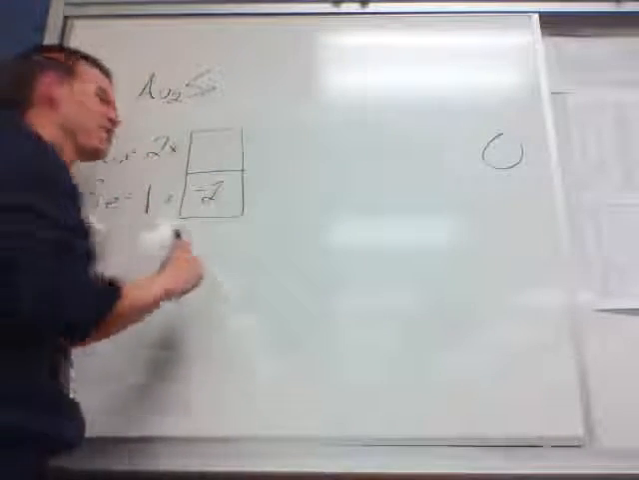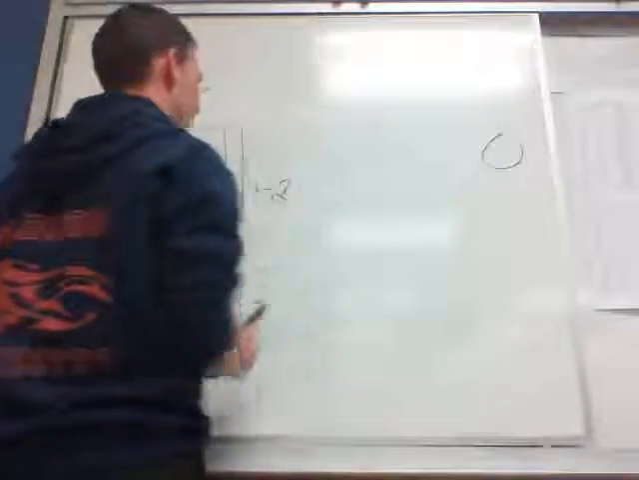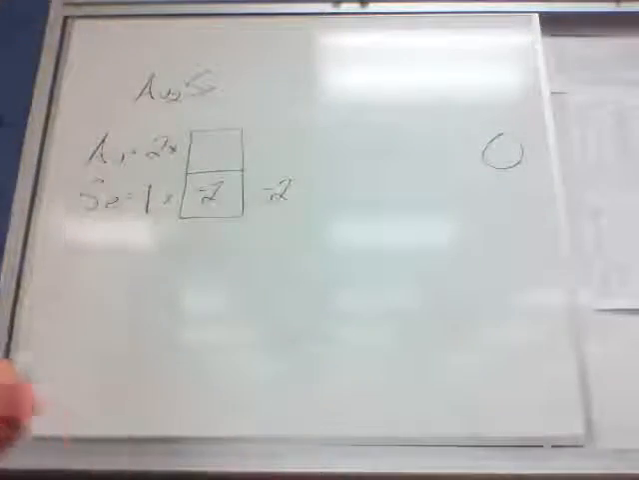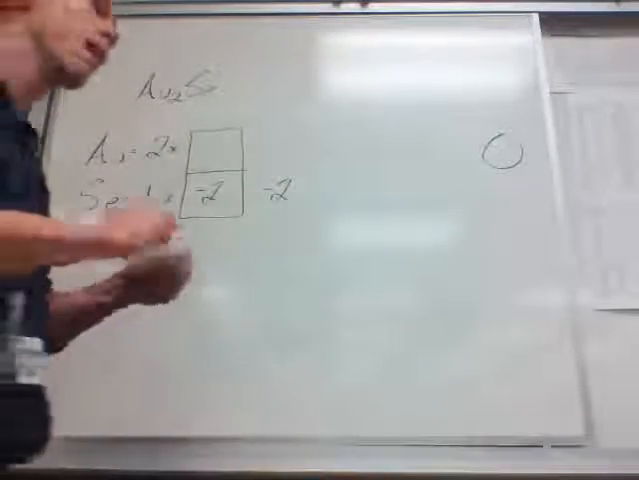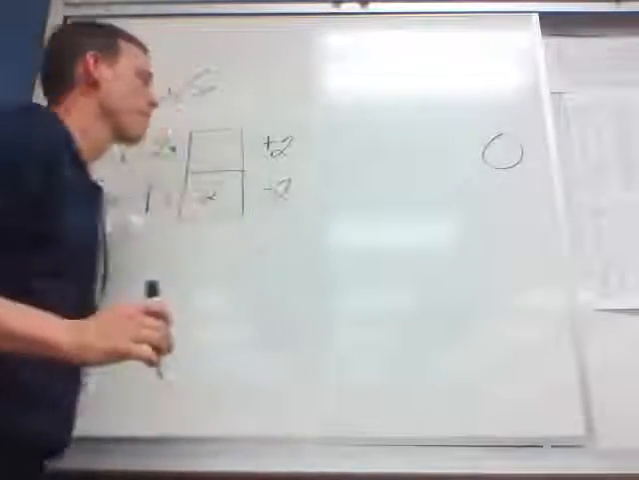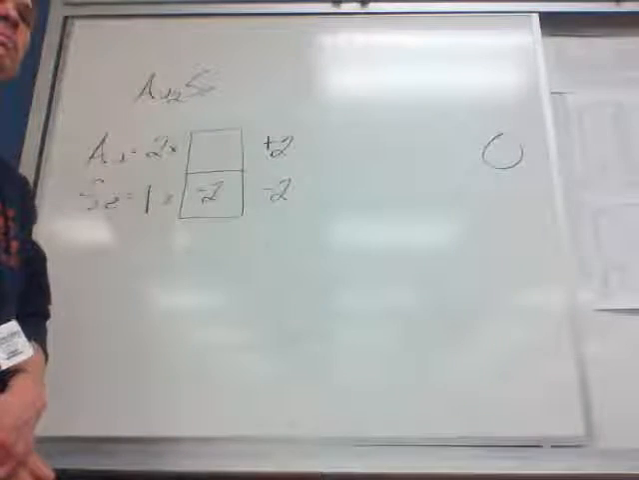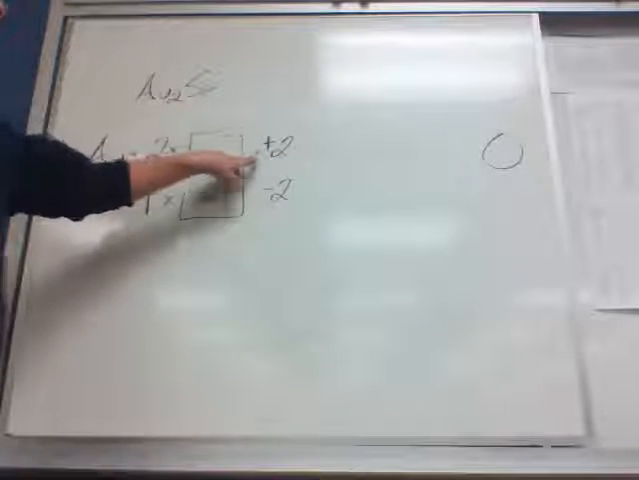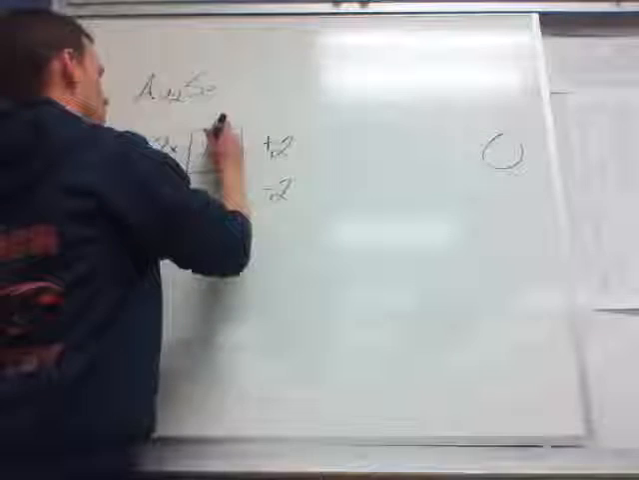1 times -2. -2. All right, so I'm just at -2. I'm trying to get to a 0. So what does my other one need to be? +2. Two times what is +2? +1.